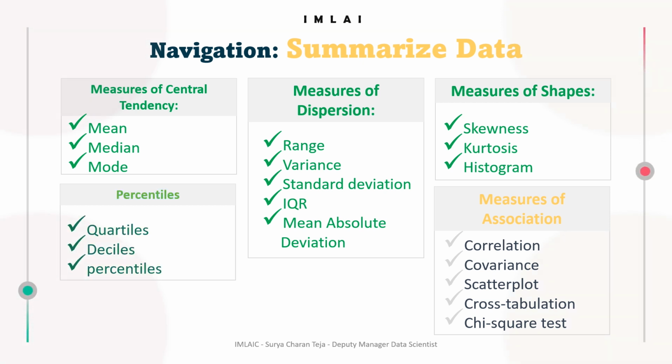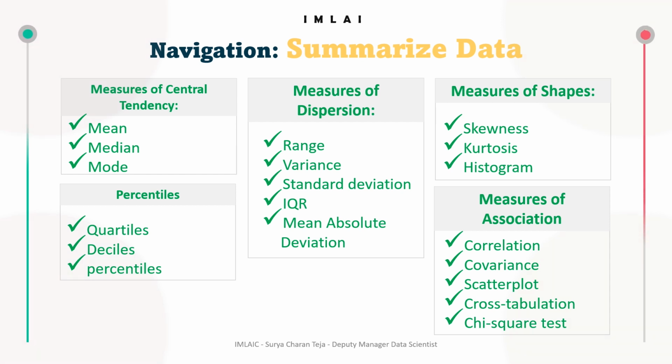Then we moved on to the percentiles, and then quartiles, which divide your whole data into 4 parts, and deciles, which divide your whole data into 10 parts. So percentiles, quartiles, deciles. Then after that we moved on to the measures of association, a widely used tool in data science, that is correlation, covariance, scatter plot, cross tabulation, and chi-square test.